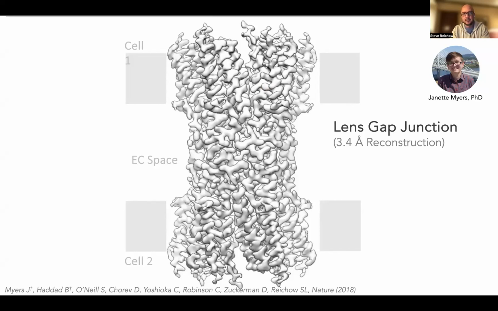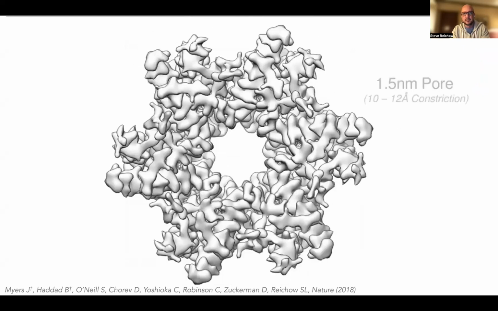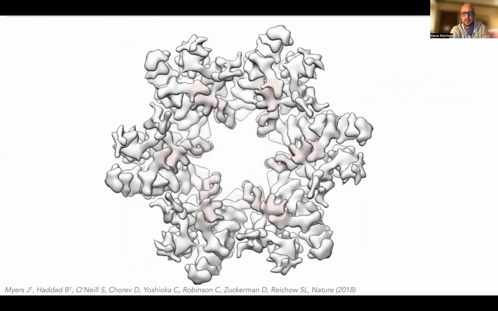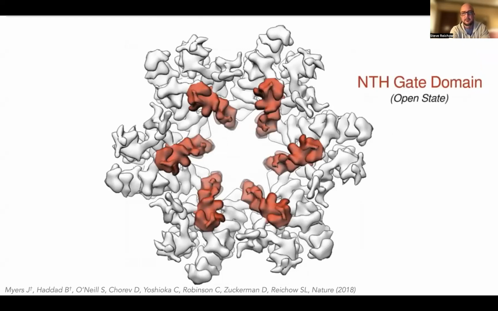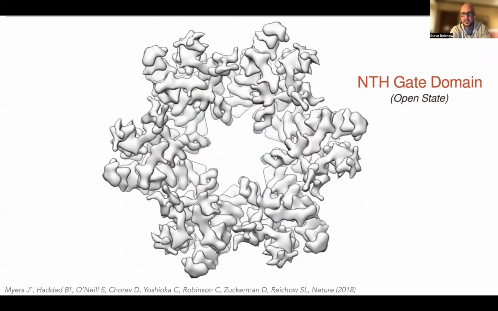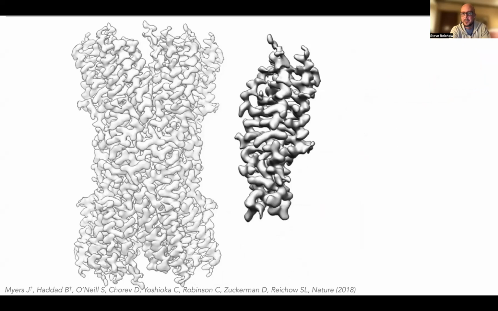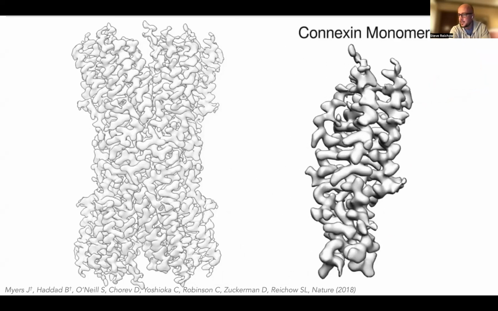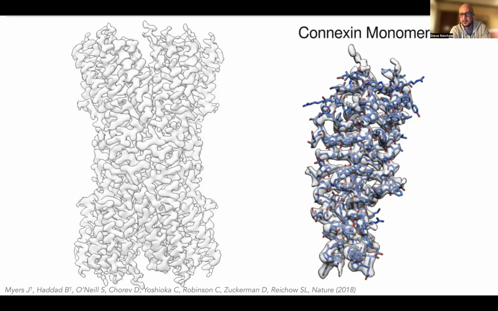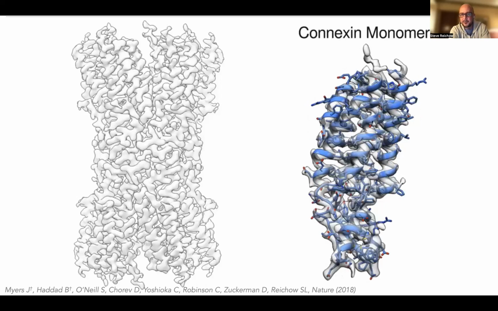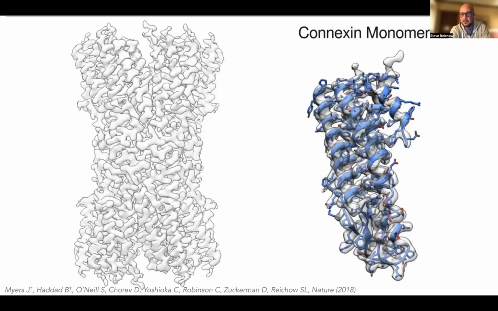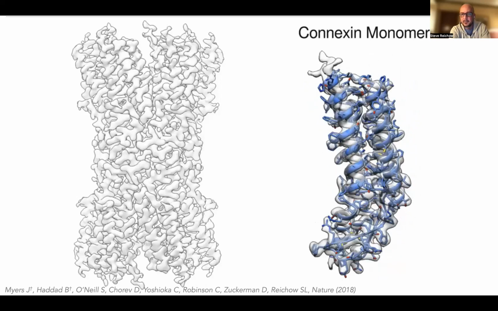Before I get to that level of detail, I'll just walk you through some of the main features of this map. So we resolve an unobstructed pore of around 1.5 nanometers, and we clearly resolve this N-terminal helical gating domain in what is ostensibly an open state conformation. And then to interpret this data, we can isolate out just a single subunit, and using tools that have been developed in the field of X-ray crystallography, we can interpret this data by building in our atomic models that best fit to the electron density map.